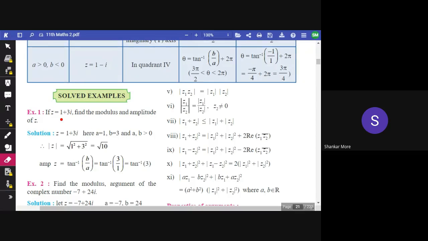No, tan raised to minus 1 means cot? No, it's not like that. See, there is a difference. You will learn that difference in your maths 1, in the third chapter, trigonometry part 2. In that chapter, your doubt will be cleared.